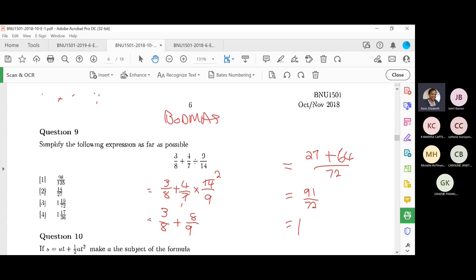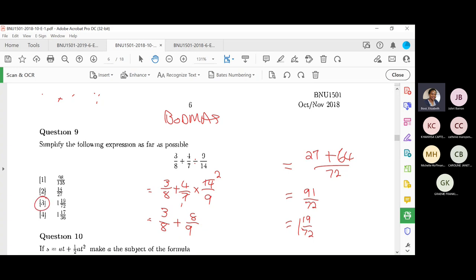72 goes how many times into 91? It goes 1 time. The remainder will be 19 over 72. How do we get the remainder? You say 72 goes how many times into 91? It goes 1 time. The remainder will be 91 minus 72. That's how you will find what the remainder is. The remainder will just be the subtraction of your numerator and the denominator. And that is 19 over 72, which is option number 3.